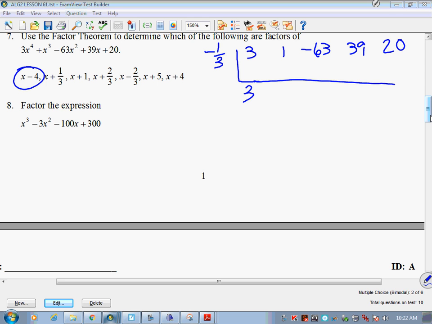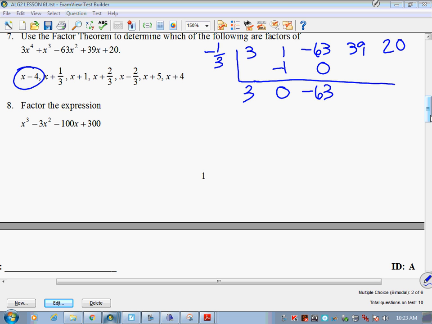Negative 1, right? I'm multiplying by a negative, so I should get negative 1. What's 1 times negative 1? Or sorry, not times, but add. So I get 0. What's negative 1/3 times 0? 0. What's negative 63 plus 0?